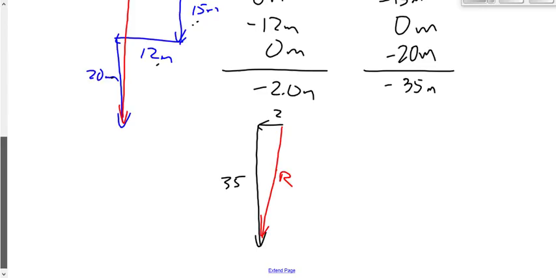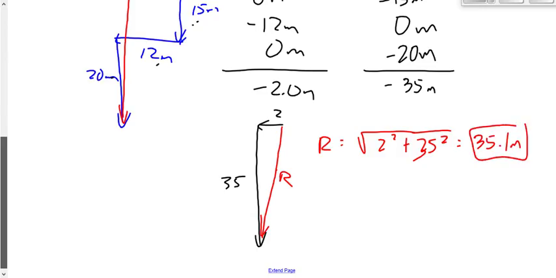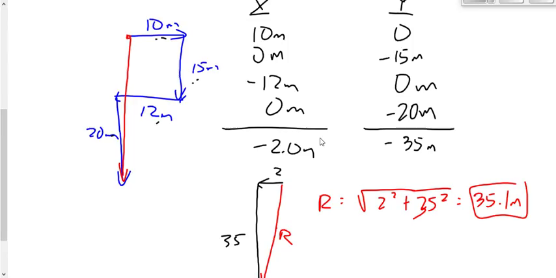Now it's easy. Now all we've got to do is say r is equal to the square root of 2 squared plus 35 squared, whatever that works out to be. It's going to be somewhere around 35 point something, 35.1. And, of course, we could find the angle here as well, drawn at the start of my vector diagram, but we're not worried about that quite yet.